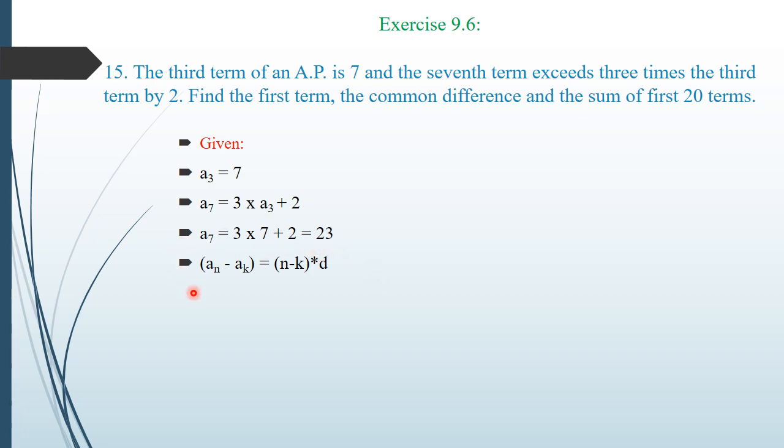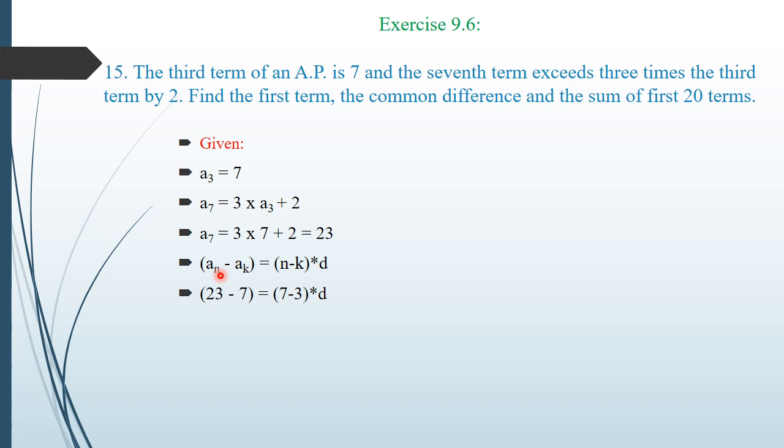You will have a better understanding of this formula. Now, I'll substitute all the known values here. First, I'll consider the bigger term in place of n and the smaller term in place of k. A7 value I'll put as 23, and a_k value I'll put as 7. Here n minus k.